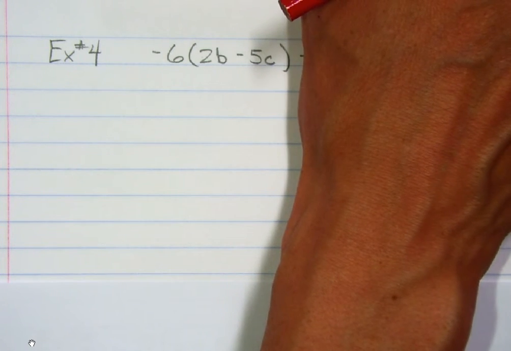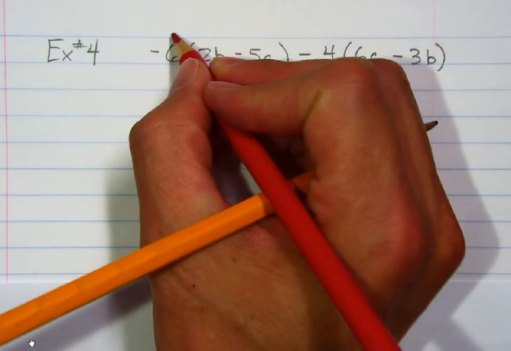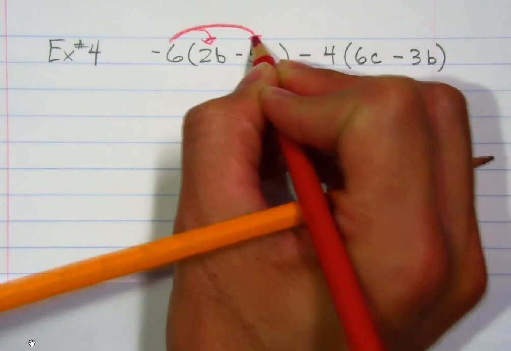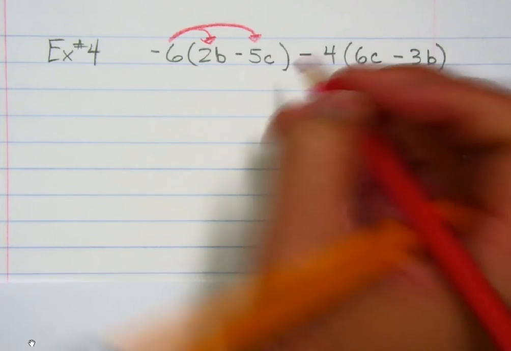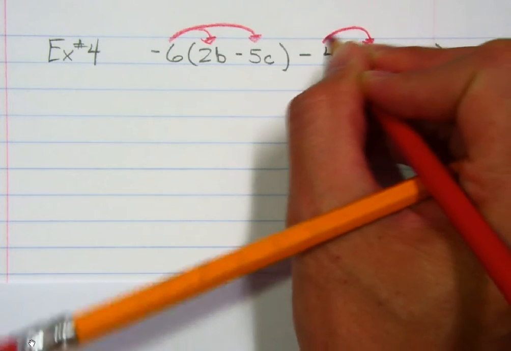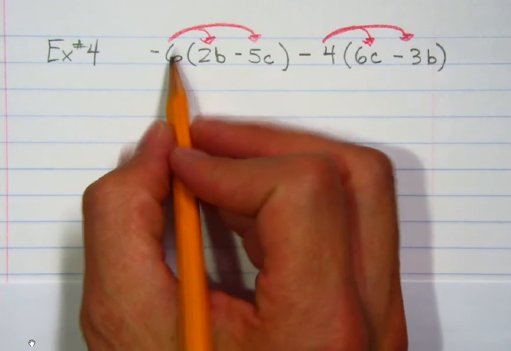I've got this one here at the side, and then I have a second question. And so one at a time, what I'm going to do is distribute. This negative 6 gets distributed to two terms inside the parenthesis. And this negative 4 gets distributed to these two terms inside this other parenthesis. So I'm going to write those out one at a time.